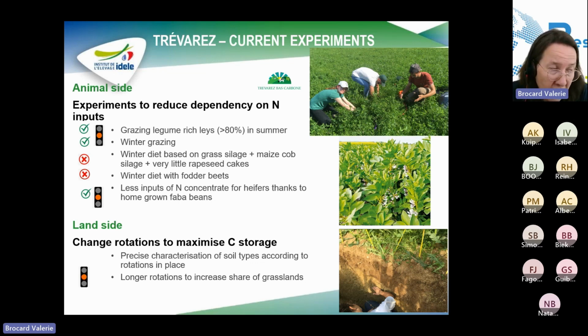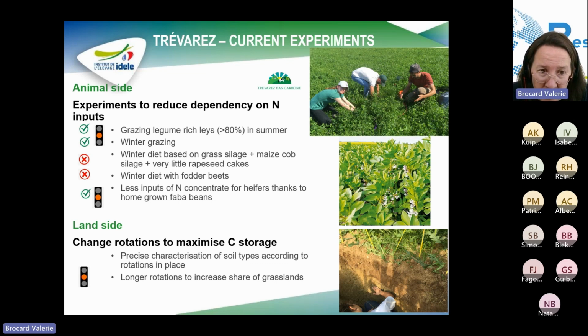And this way we can go on decreasing the amount of rapeseed, and we are measuring the amount of greenhouse gas emissions with green feeds to compare these two diets. So as I said, sometimes it works very well, but in case of drought like last year, it's difficult to go on grazing during the summer.